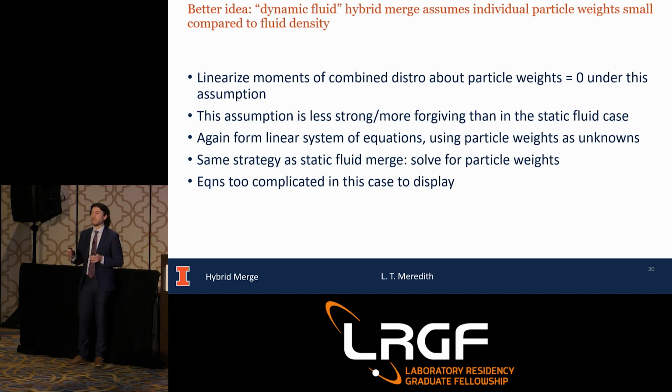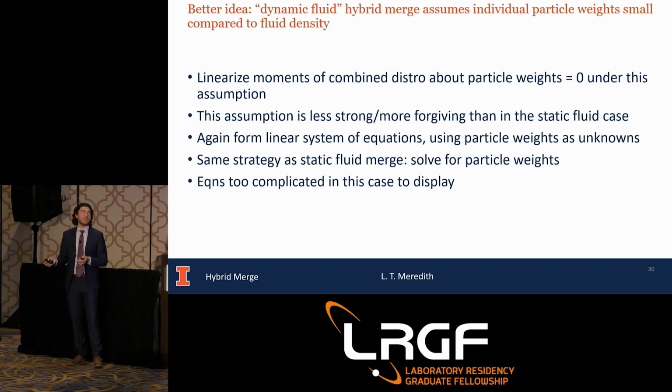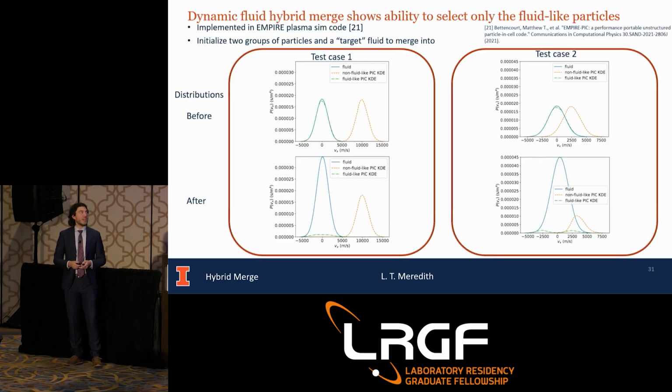That means we have a little more freedom to merge in more particles while still maintaining a good combined fluid distribution. Under this assumption, it's still linear, so we again form a linear system of equations with the particle weights as unknowns, and we end up with basically the same problem as before. The equations in this case are too complicated to display, but take my word for it that it ends up being pretty much the same, with just different scalars in the linear system. We're going to take the same strategy as before. In the interest of time, I'm just going to show results from the dynamic fluid hybrid merge because it looks a little bit better.